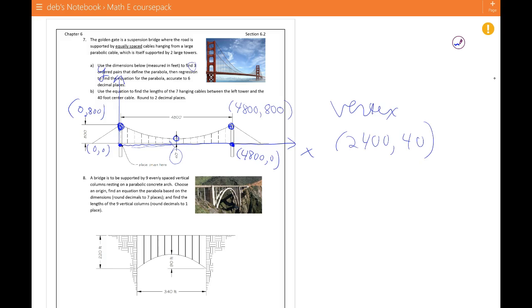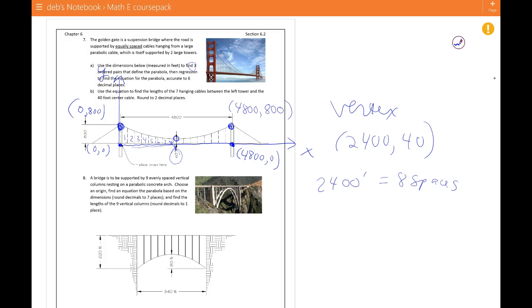So those are the 3 data points that you can put into your regression tool to find the equation of the parabola. And then you can find the length of the 7 hanging cables by knowing that they're equally spaced. And so you know there's space 1, space 2, space 3, space 4, space 5, space 6, space 7, space 8 spaces that add up to 2400 feet. So if you have 2400 feet equaling 8 spaces, then you can figure out how wide each space is.